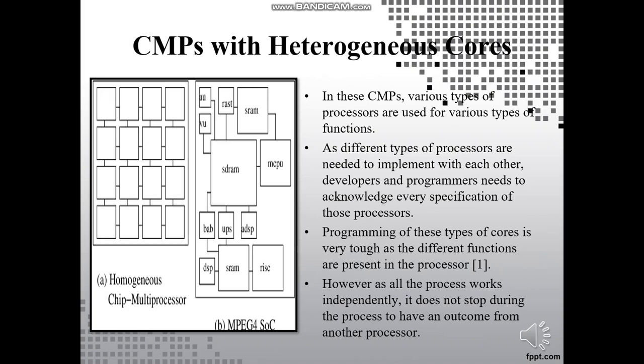I'm going to explain the CMPs with heterogeneous cores. Heterogeneous denotes a process involving substances in different phases. In these CMPs, various types of processors are used for various types of functions. Different types of processors need to be implemented with each other. Developers and programmers need to acknowledge every specification of those processors. This type of core is very tough as different functions are present in the processor. In this, all the processes work independently. It does not stop dealing with this process to have an outcome from another processor.